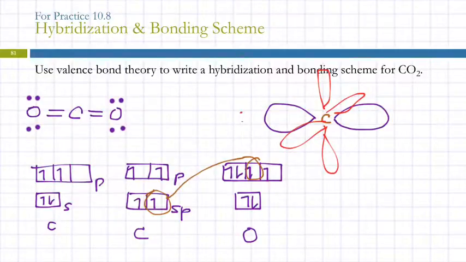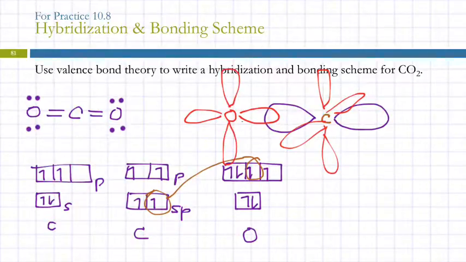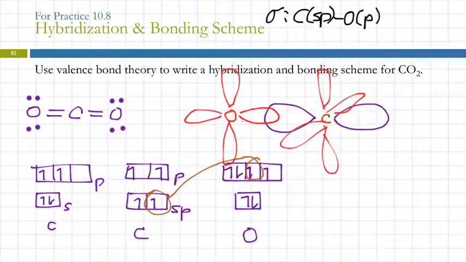So oxygen has 2 p orbitals that are half full, right? Looks like a flower. So we're going to get a sigma bond here between a p orbital on oxygen and an sp orbital on carbon. Sigma. Carbon is using an sp, and oxygen is using a p.